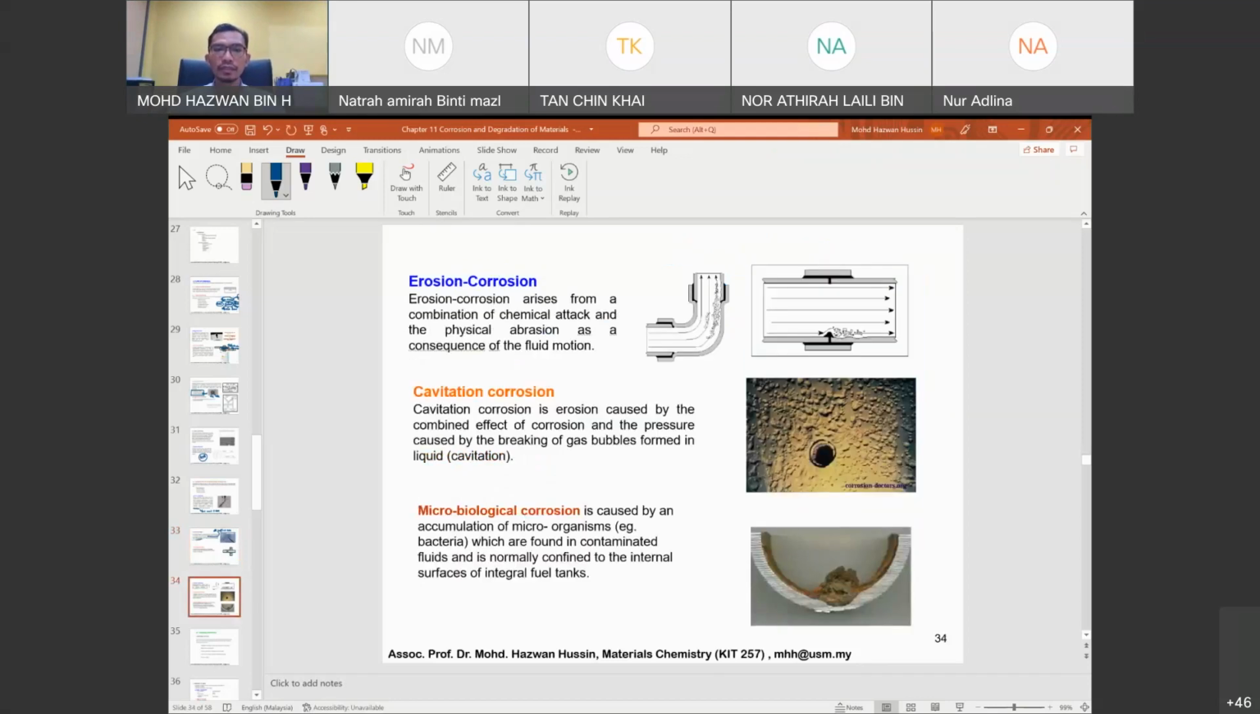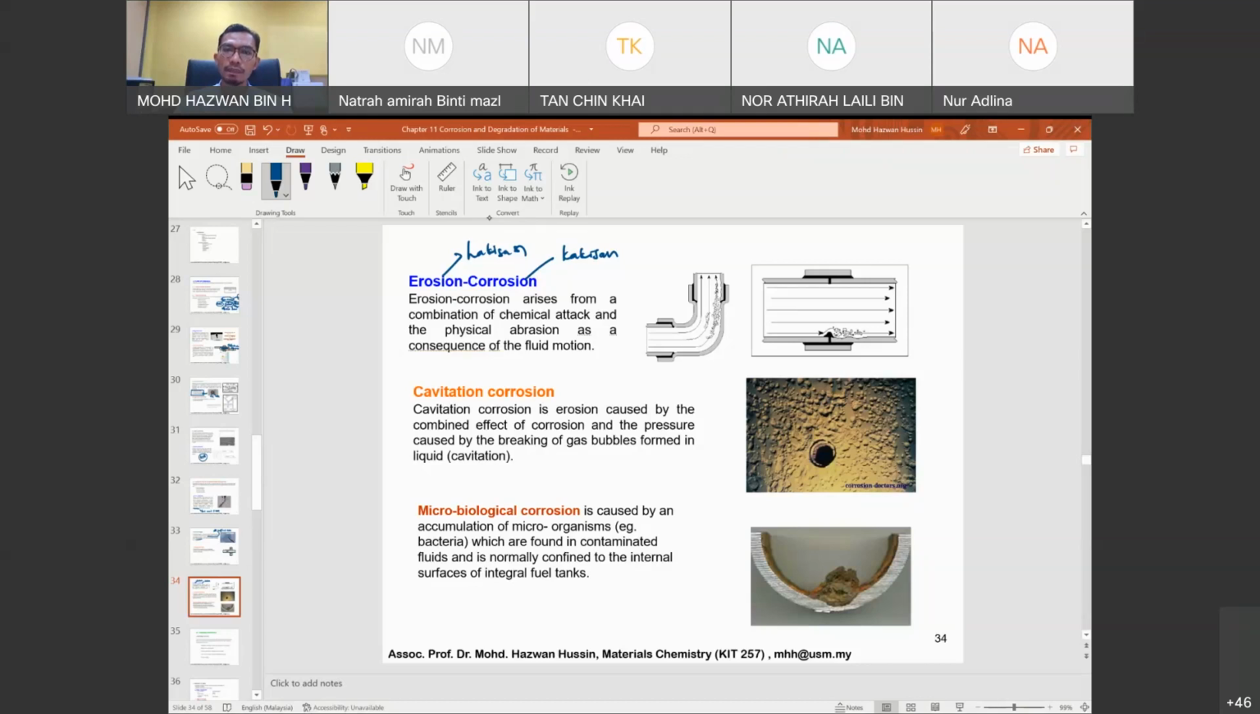And then we have erosion corrosion. Erosion corrosion arises from a combination of chemical attack and physical abrasion as a consequence of the fluid motion. Erosion itself, in Malay, means hakisan, menghakis. Corrosion is kakisan. So it is actually a different thing. You have kakisan or corrosion, which results from an electrochemical process. Erosion is more of physical contact.